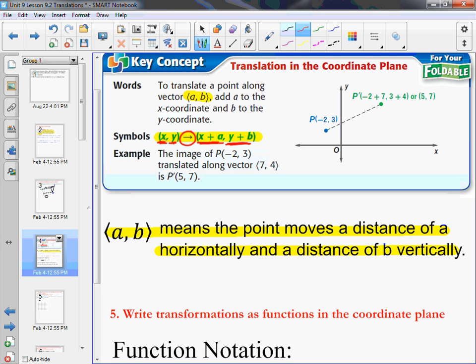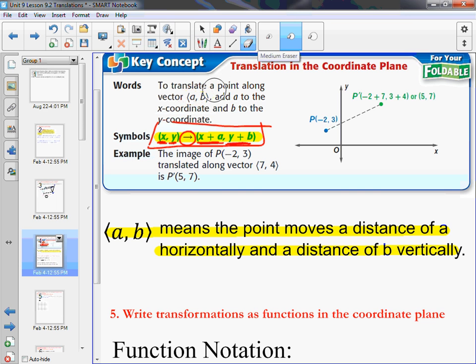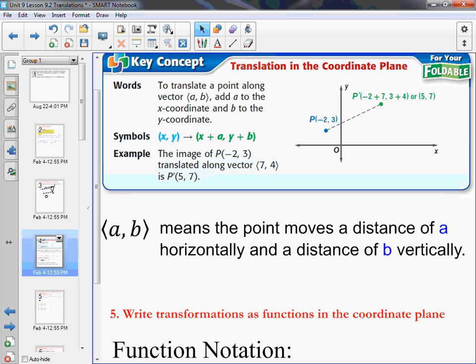So here's the deal. Our book likes this vector notation, but our standard doesn't. Our standard requires us to write it in function notation. Okay? So we need to be able to read and understand both, because our book's going to give it to us as a vector, but our standard requires us to know it as a function. But what it means is it's giving you directions on how to move the point. It's giving you directions on what direction to move the point and how far to move the point.